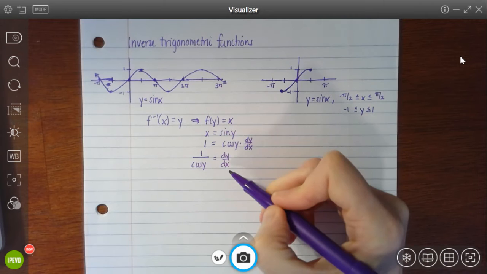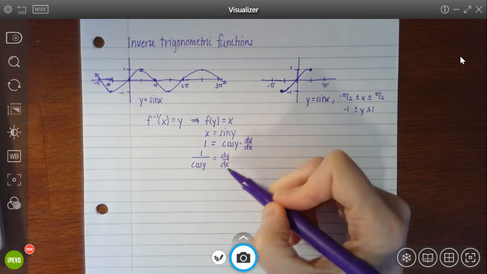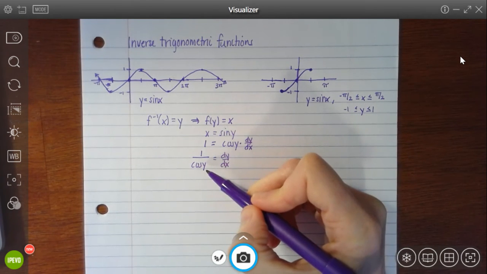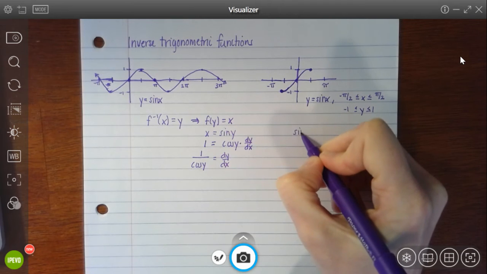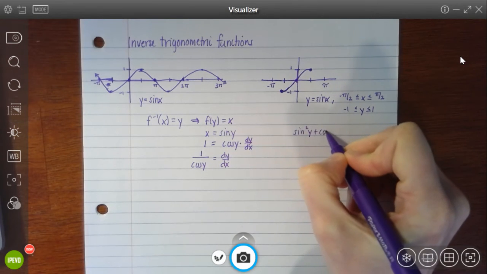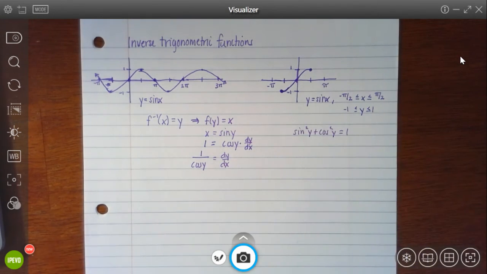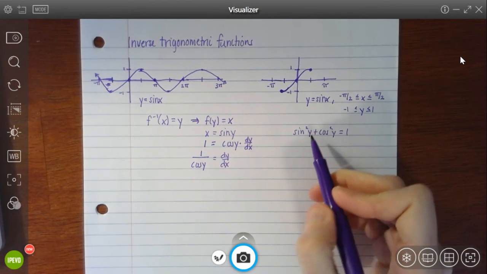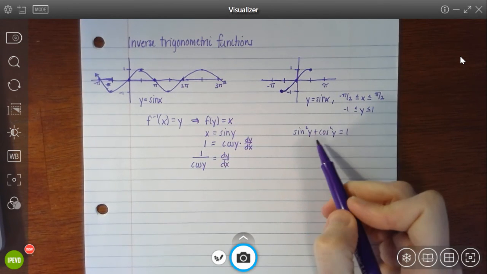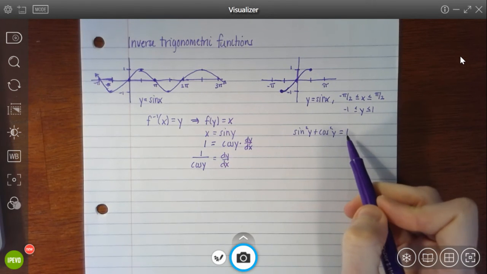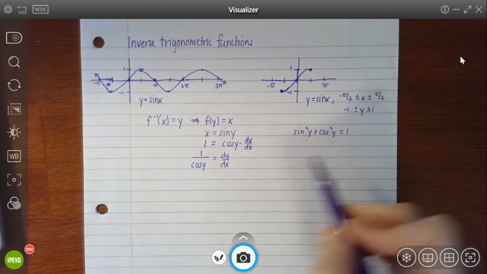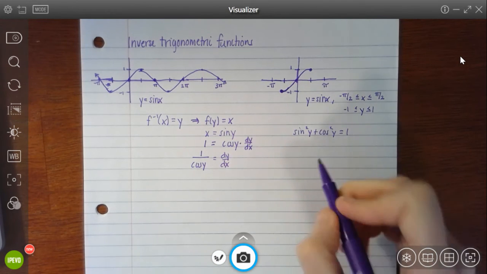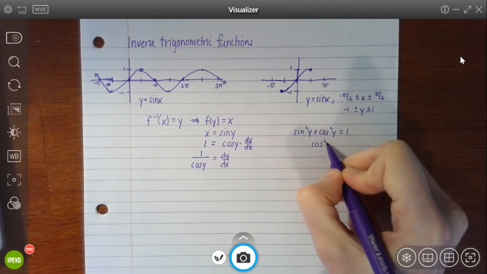Now, we want to get our derivative of y in terms of x, and right now it's still in terms of y. So we're going to go off to the side and do a little bit of review from pre-calc. You might remember your fundamental identities, those Pythagorean identities that we always used a lot in pre-calc: sine squared y plus cosine squared y is equal to 1. Since my derivative uses cosine y, I can solve this equation for cosine squared y by subtracting sine squared y to the other side.